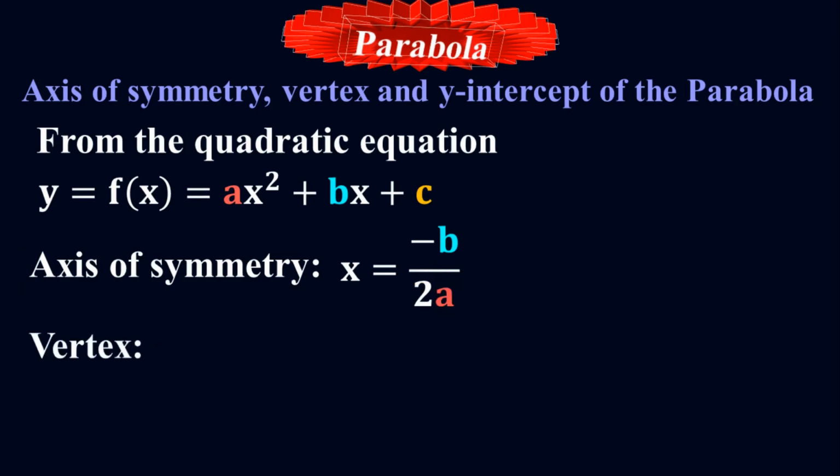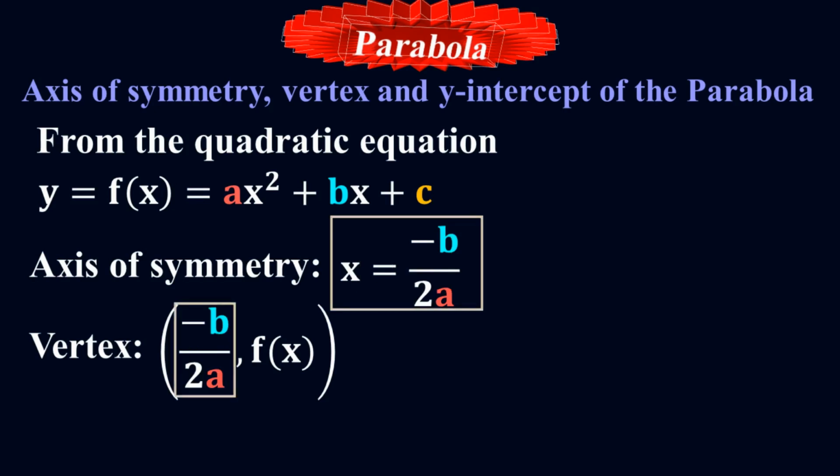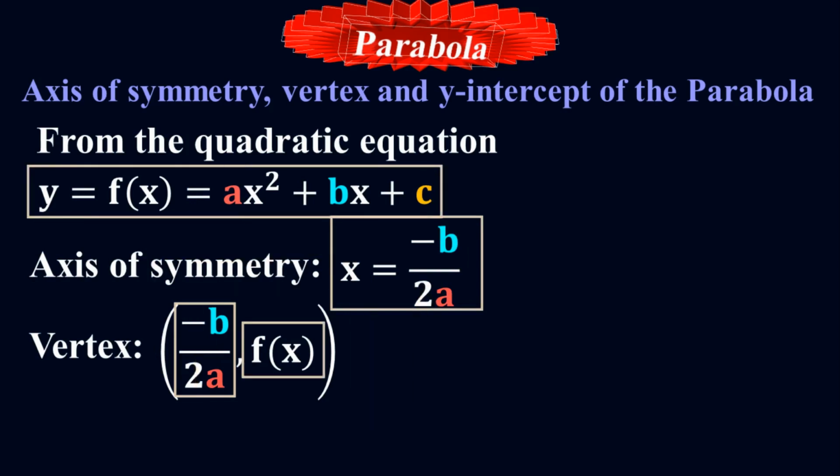My vertex will be negative b over 2a comma f of x. We already know this formula for the vertex, which we have done in the vertex form of the quadratic equation. Negative b over 2a is my axis of symmetry, which is my x value. After simplification, I will put this x equals negative b over 2a in this equation to get f of x, which is my y value actually.